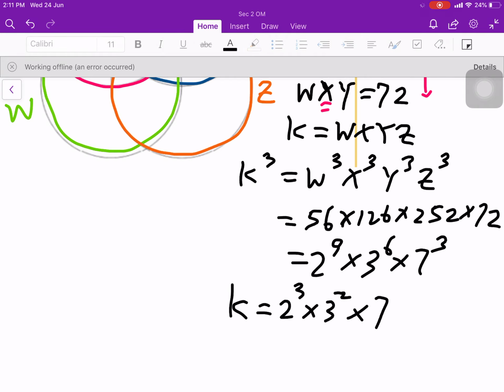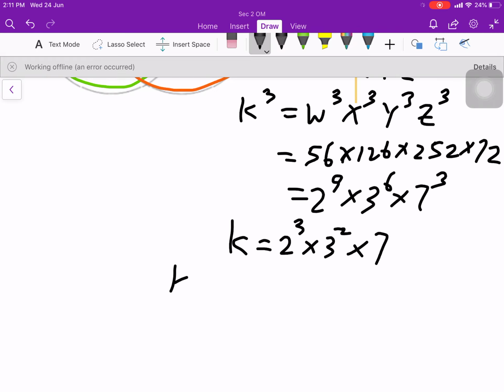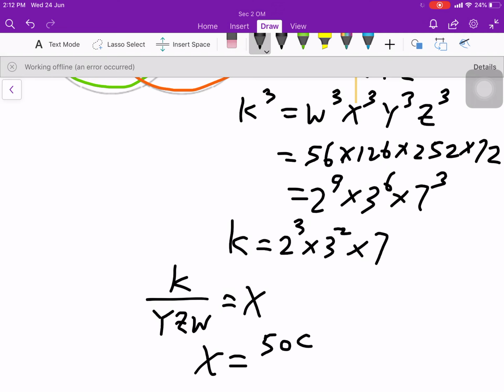Then now I think we can just do your division. Can you see that your k divided by yzw will be just equal to x? That will give you x, because k is actually wxyz, right? Therefore, your x is actually 504 divided by 252, right? And then from this you just get 2.